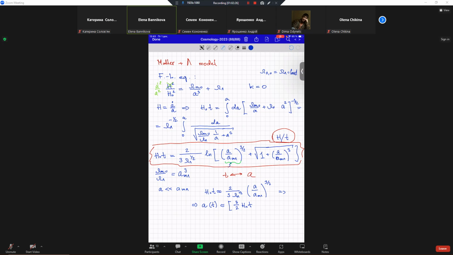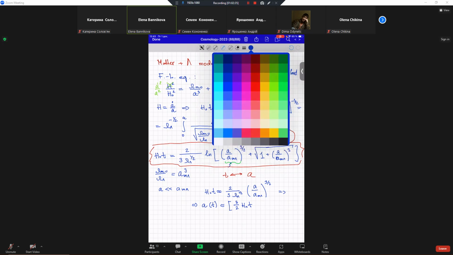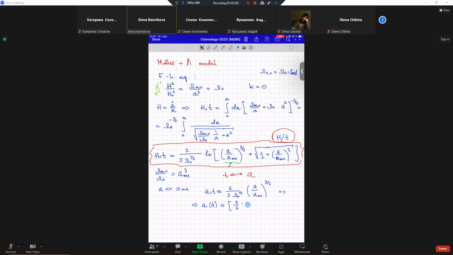I'm lazy to do it, I will write like this. So it will be proportional to t to the power 2 divided by 3. So this is of course for k equal 0. Okay, again we need to remember this.